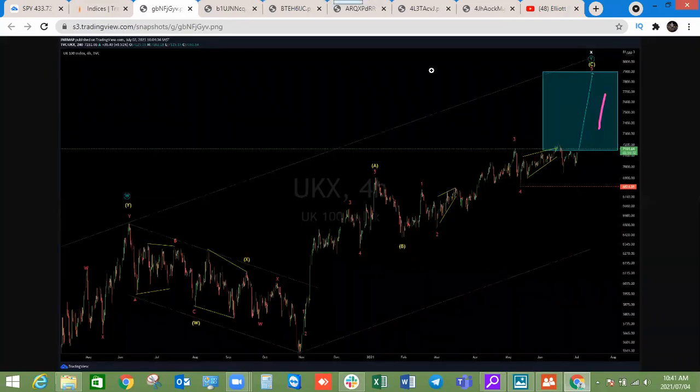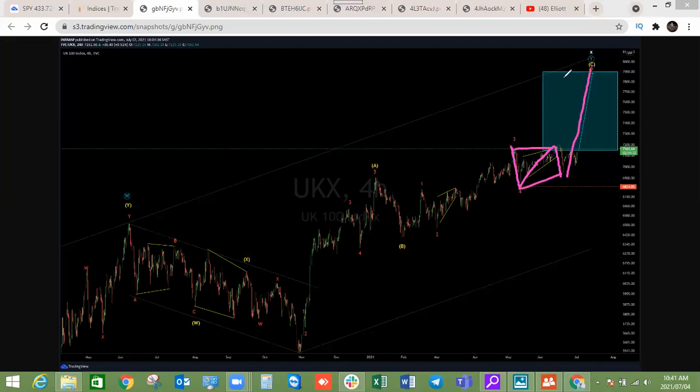We also forecasted this structure here. So we've got a pullback here. Initially, we were looking at the whole thing as a red wave 4 and a push to the upside. That is another alternative. It does not change the bias. So what we have here now is simply a wave 4.